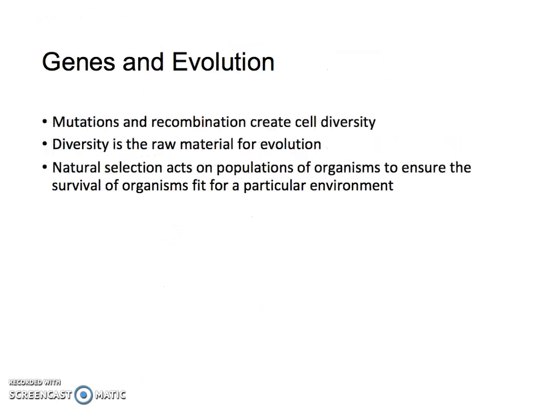So, mutations and recombinations create cell diversity. Diversity is the raw material for evolution. Natural selection acts on populations to ensure the survival of organisms fit for a particular environment. So if you are resistant to every antibiotic in the world, but you're living in the wild, that might not be the best fit for you. But if you're resistant to every antibiotic in the world and you're living in a skilled nursing facility or a long-term care facility, that might be a better fit.